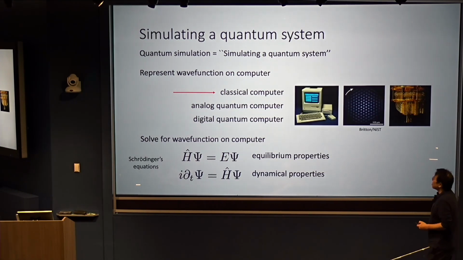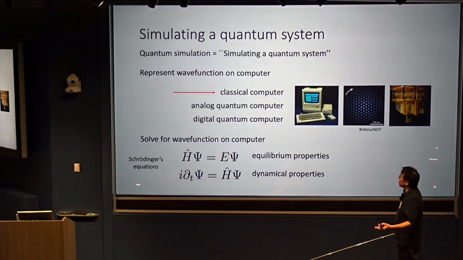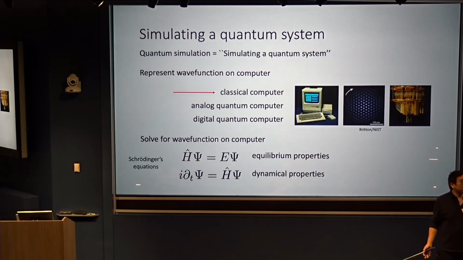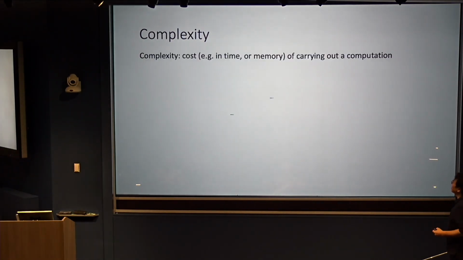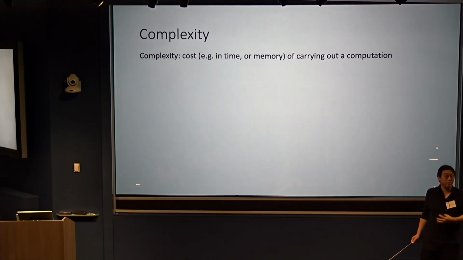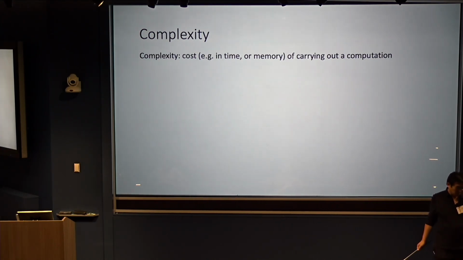OK. So we're going to think about putting a wave function on a computer and then trying to solve for it in some way. And in any computational task, you're often interested in how expensive the computation is going to be. You may be interested, for example, in how long you need to run to carry out the calculation, or perhaps how much memory you need, how much storage you need to store the results or the intermediate data. Talking about the cost of a computation, this is what we call complexity. And the theory of complexity is really a branch of theoretical computer science.